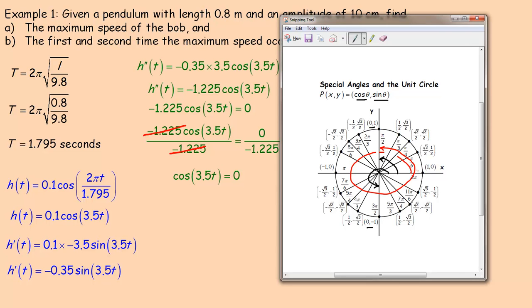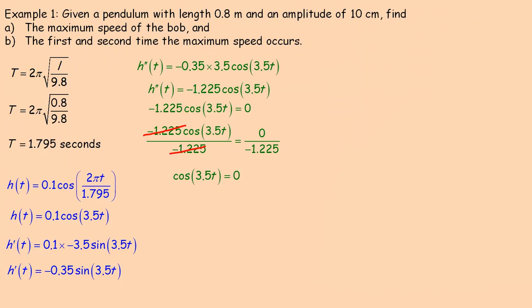That would be 5 pi over 2. So it actually goes pi over 2, 3 pi over 2, 5 pi over 2. If I kept going down to the bottom, it would be 7 pi over 2. And so that's where I get these values.